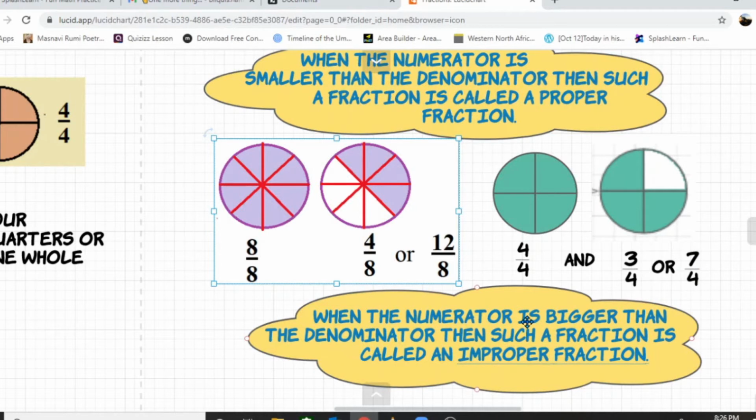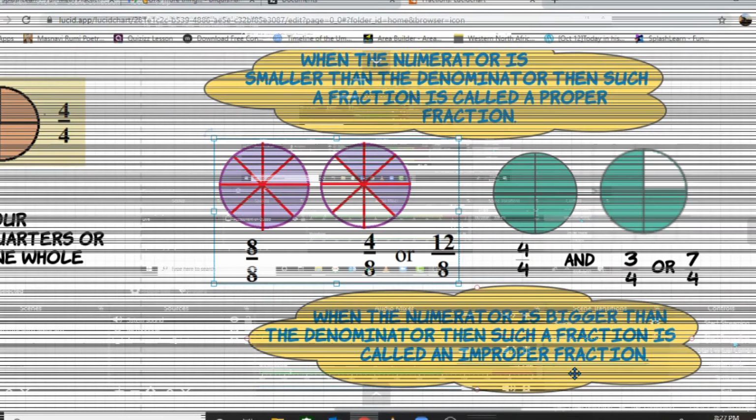Now we can see the pattern in these fractions. They have bigger numerators and smaller denominators. Hence, when the numerator is bigger than the denominator, then such a fraction is called an improper fraction.